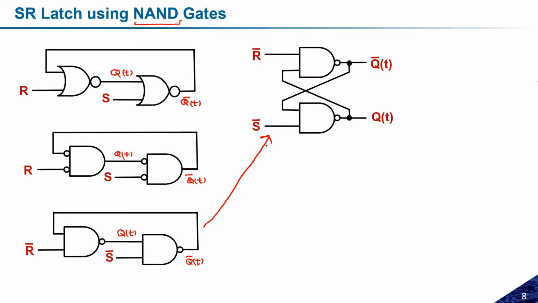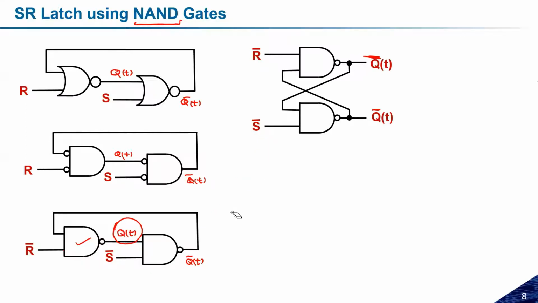Okay, so this is how the output will look. Yes, I think there's some mistake over here. Whatever the QT was here, QT was the output of this NAND gate. So here it should be the QT and here it should be the QT complement. Please correct this. Okay, so this is how we can make it.